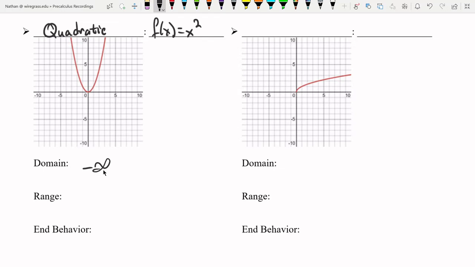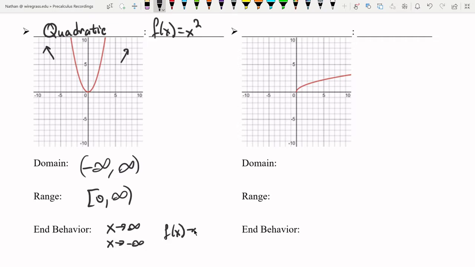So the domain is negative infinity to infinity. The range is once again 0 up to positive infinity. And you can see it goes up and up, the left and right. It always goes to positive infinity, no matter which direction you're going.